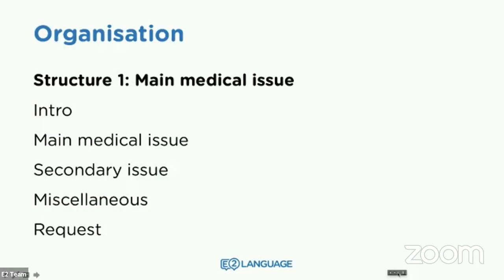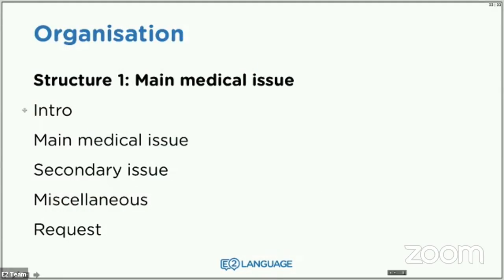So you have your introductory paragraph. I'm writing to refer patient X into your care because of X. Let's say X is the main medical issue. Then in your first major paragraph under the intro, you will outline the main medical issue, X, in more detail. But there will also probably be a secondary issue. Let's call that Y. And so you will probably write a paragraph about Y.